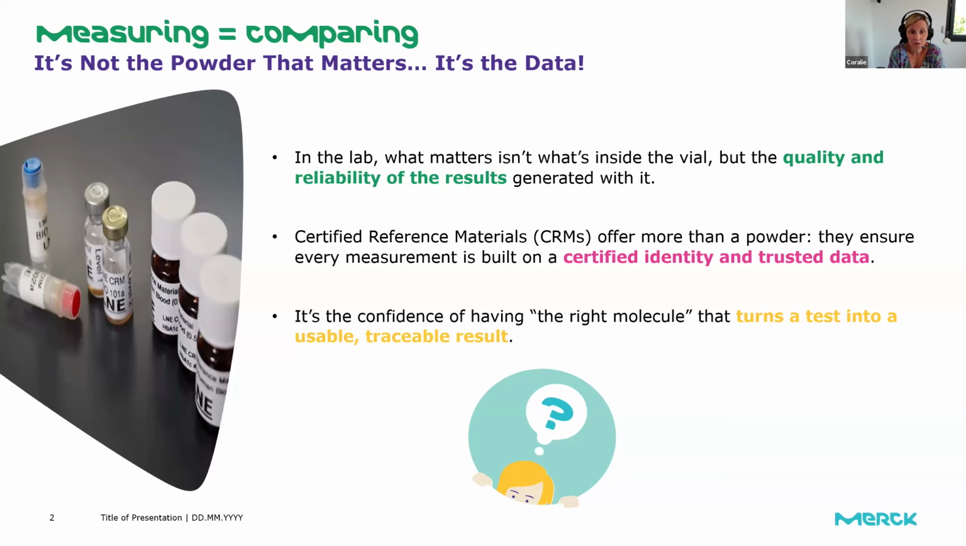But again, for those who don't know, what we've always said when we manufacture CRM is that it's not the powder or the liquid that you have in the vial that matters. It's the data you can get from it. It's what's inside the vial. That is a way to have good quality and reliability of the results you are generating with it. And this is what we are really providing to our customers buying those reference materials. For certified reference material, this is an even higher level of trust where the identity has been certified. We are audited to ensure that the way we are certifying our product is correct. So you can trust the data that you're going to extract from those materials.